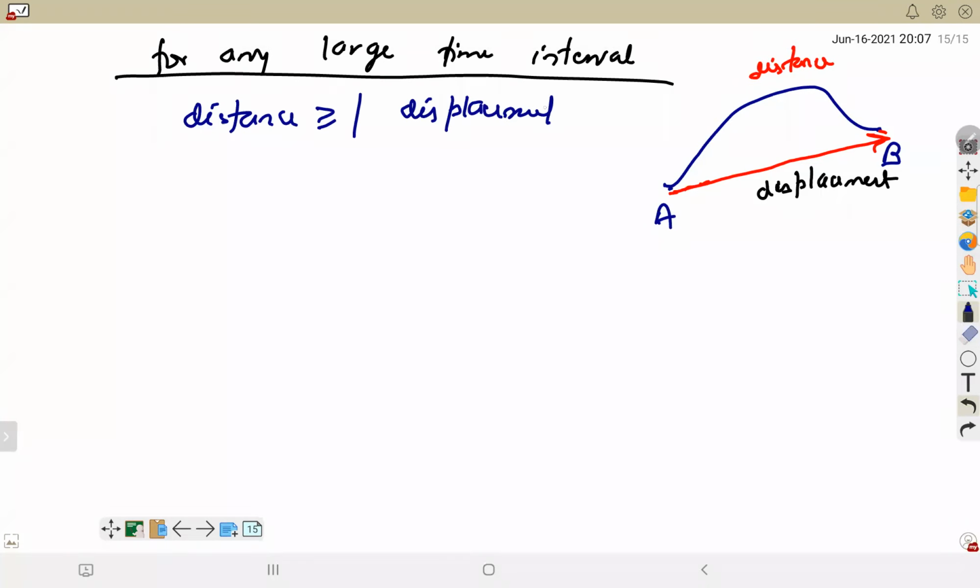If we divide both sides by time, the total distance covered divided by total time taken will be greater than or equal to the magnitude of total displacement covered divided by total time.